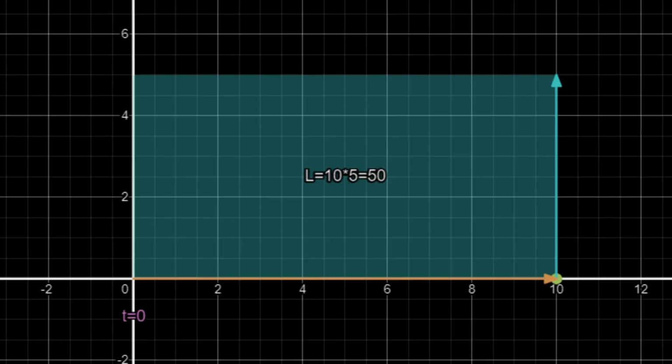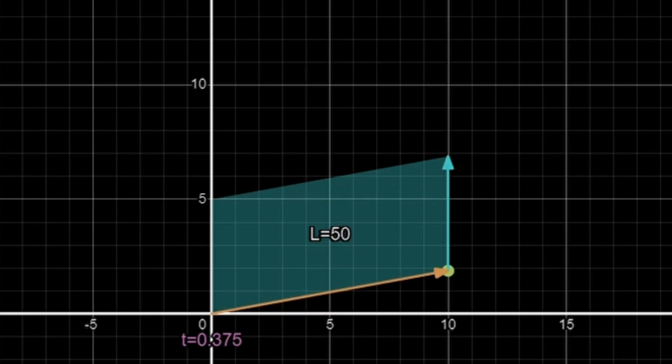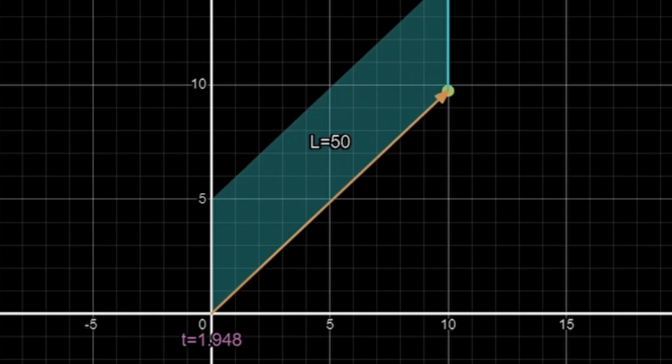Looking at our particle, it's clear that the initial angular momentum is just 5 times 10 equals 50. And as the position vector changes, the area of the parallelogram stays conserved. Thus, angular momentum is conserved. If we move the origin to where (10, 0) was, angular momentum becomes 0. Angular momentum is inherently dependent on whatever the chosen origin is.